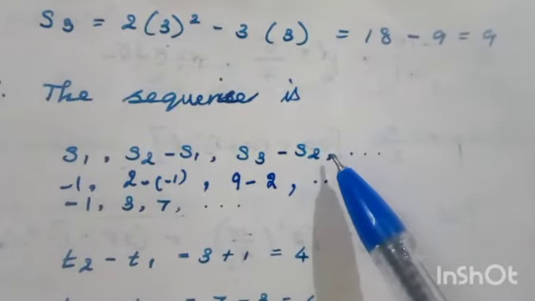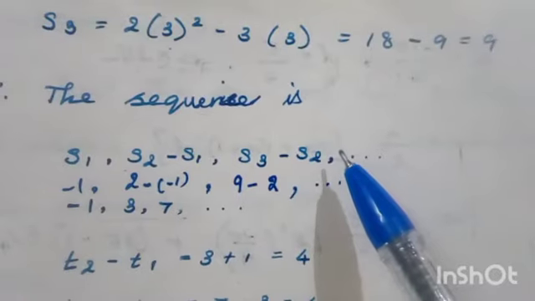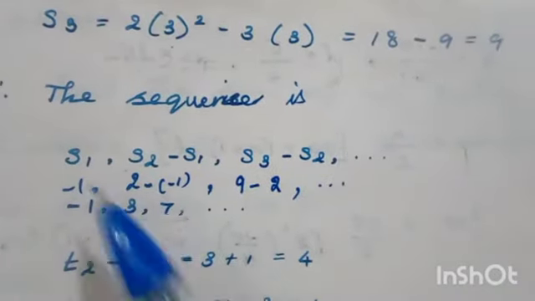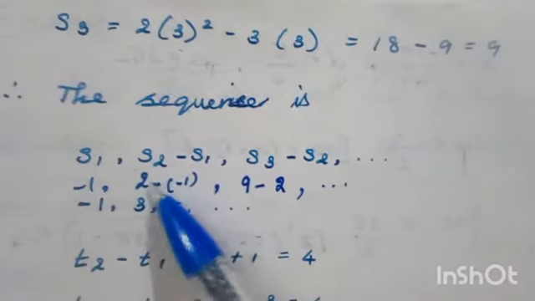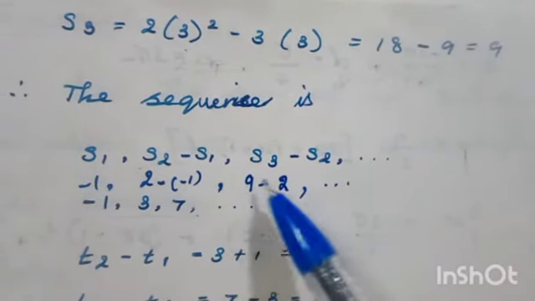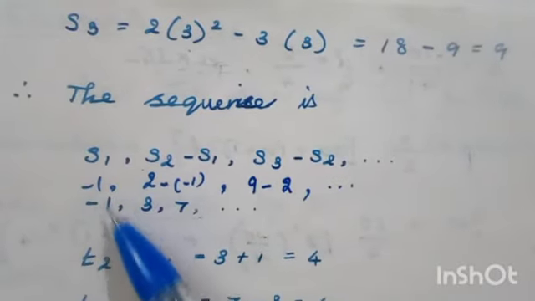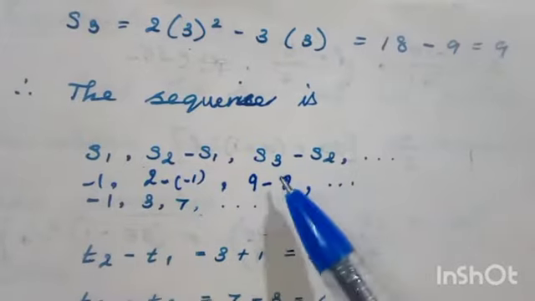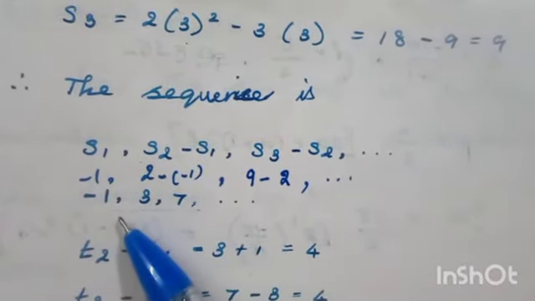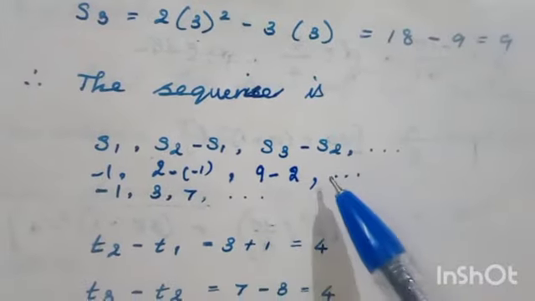So that is like T1, T2 minus T1, T3 minus T2, like that. So that is S1 value we found as minus 1, S2 value is 2, that is 2 minus of minus 1, comma, S3 value 9, 9 minus 2, comma, etc. That is minus 1, minus into minus plus. So 2 plus 1, that is 3, 9 minus 2 is 7. So the AP sequence is minus 1, comma, 3, comma, 7, etc.